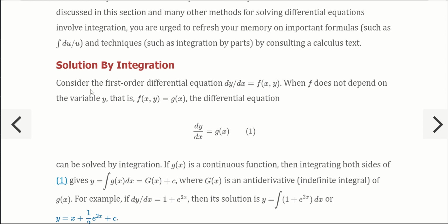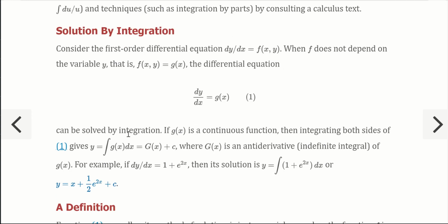when f does not depend upon the y variable. So this is kind of like the exact opposite of an autonomous differential equation. Instead of having y dependence only, let's suppose we have just x dependence. If that's the case, if dy dx is equal to some function of x, then we can simply solve this by integrating both sides. We take the integral of the left-hand side with respect to x, take the integral of the right-hand side with respect to x.